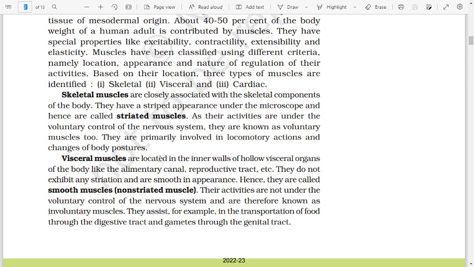Visceral muscles are located in the inner wall of the hollow visceral organs of the body like the alimentary canal, reproductive tract, etc. They do not exhibit any striations and are smooth in appearance. Hence, they are called smooth muscles, non-striated muscles. Their activities are not under the voluntary control of the neural system and are therefore known as involuntary muscles. They assist, for example, in the transportation of the food through the digestive tract and gametes through the genital tract.